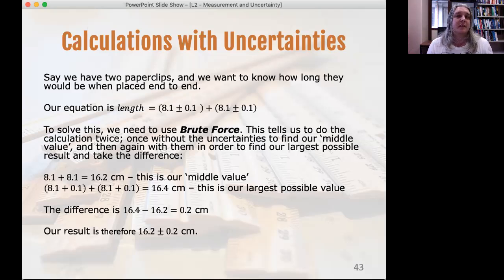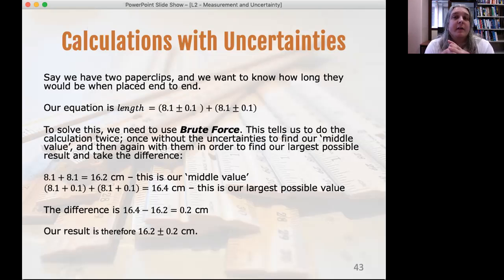And that's all the second step is. It's to repeat the calculation, but making everything as big as you can. Sorry, I should say making the result as big as you can. As you'll see, sometimes we need to make values smaller. But in this case, adding them together, making both the values bigger, will make our result bigger. And that tells us the largest possible value.